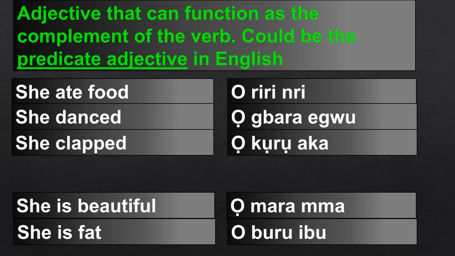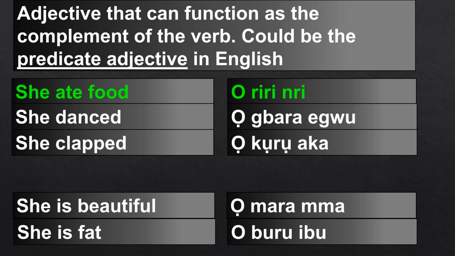Remember from one of our lessons on verbs, the lesson on verb complements, we said most Igbo verbs require noun complements to have meaning. So let's take this example. She ate food. Oriri nri. Nri is the noun. Nri is food. Nri is the noun complement here.